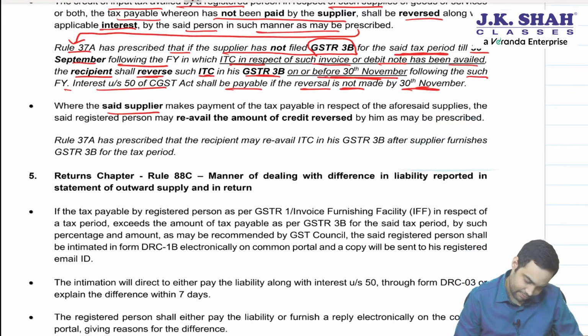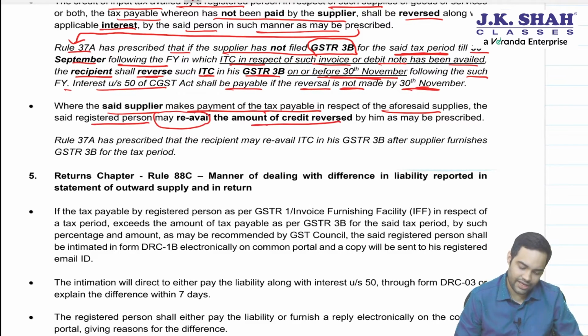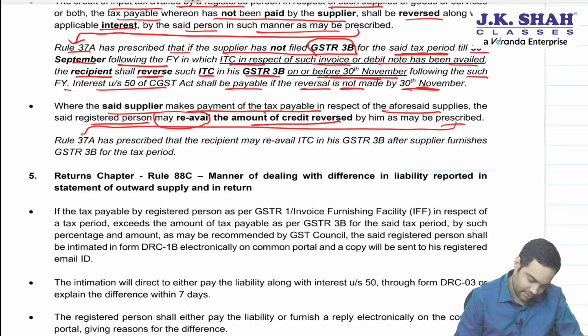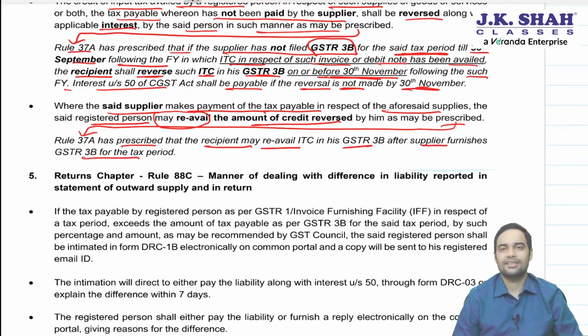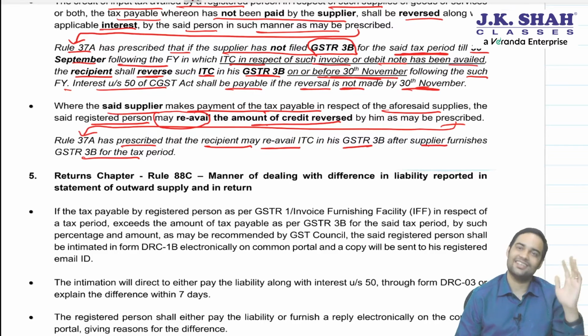Where the said supplier makes payment of tax for the aforesaid supply, the registered person may re-avail the amount of credit reversed as may be prescribed. Let's see what is prescribed. 37A has prescribed that the recipient may re-avail ITC in his 3B after the supplier furnishes 3B for the tax period. Once the supplier has furnished 3B for the tax period, you can take ITC. You can re-avail, sir.